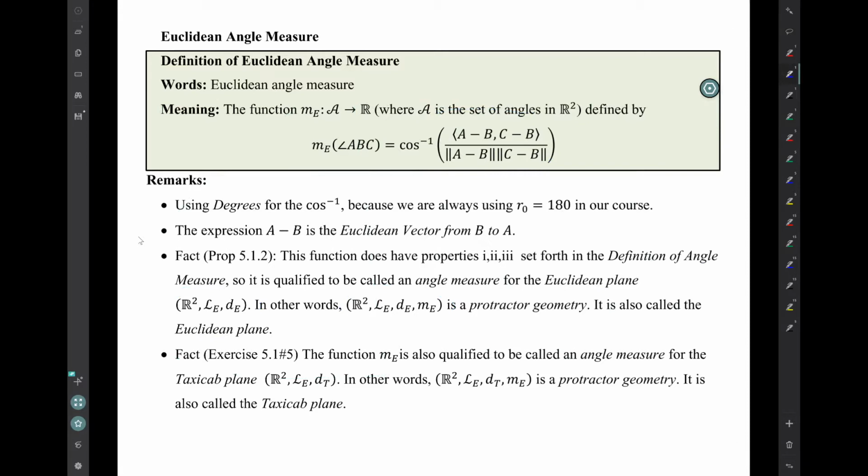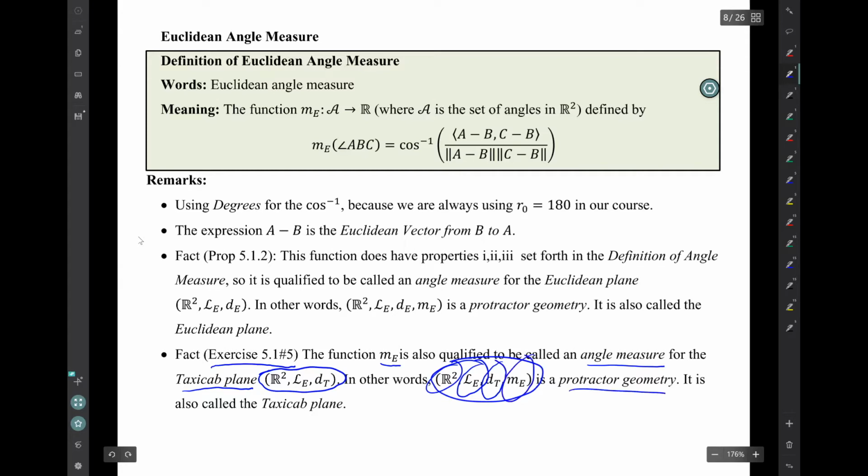Now, it's an interesting fact that we won't discuss, but it is discussed in the book in exercise 5.1, number 5, that this same function, m subscript e, is qualified to be called an angle measure for the taxicab plane Pasch geometry, R2 with Cartesian lines and the taxicab distance function. So in other words, this ordered quadruple, R2 with Cartesian lines, the taxicab distance function, and the Euclidean angle measure, is a protractor geometry. It's also called the taxicab plane.